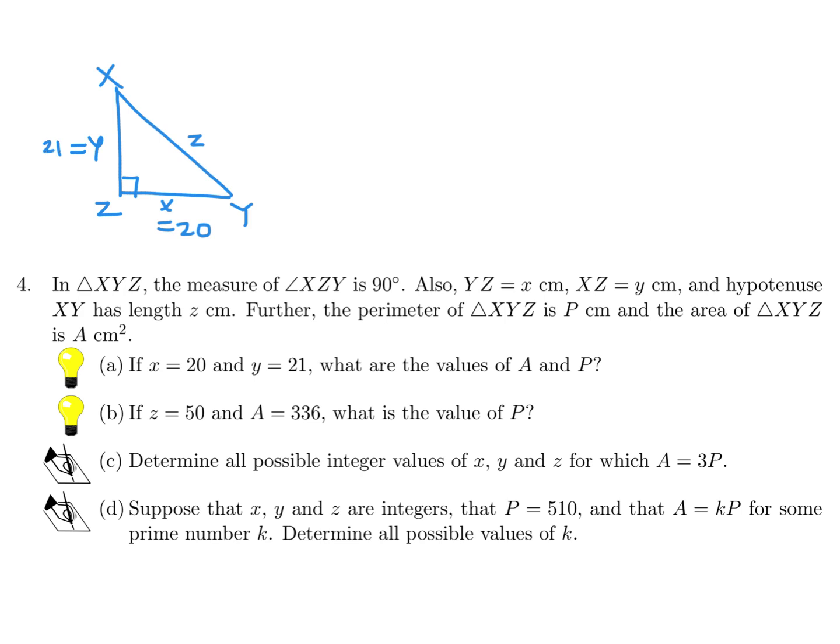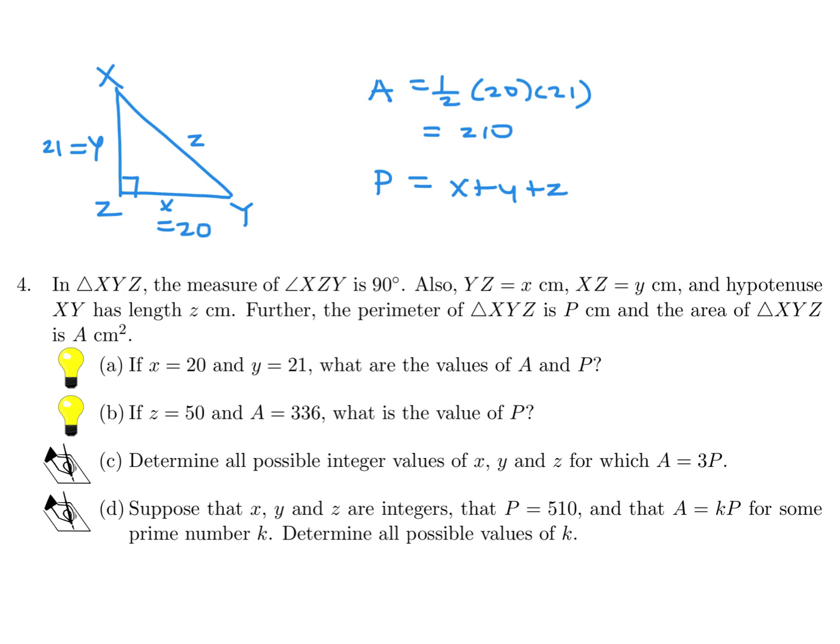Well, I guess A and P. So A is what? The area. So area is 1/2 base times height. So that's going to be 20 times 21, which is 210. And P is the perimeter, which is x plus y plus z.